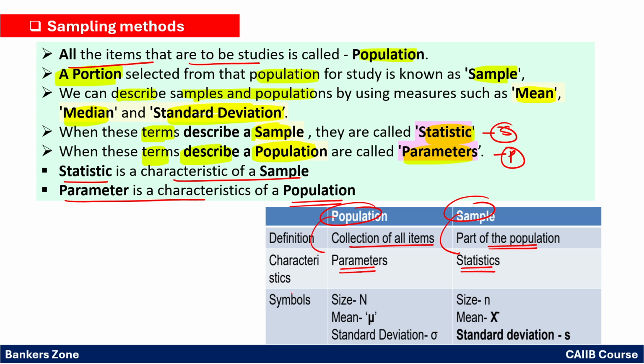There are different symbols used which will be useful when we solve numericals. For population size, capital N. For sample size, small n. For population mean, mean means simply the average, it is mu. Sample mean is x bar. Population standard deviation is sigma and the standard deviation of the sample is S.